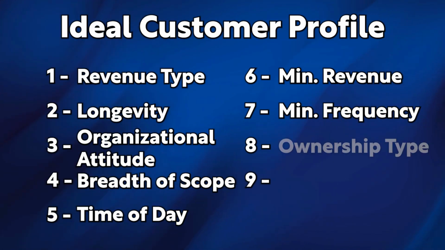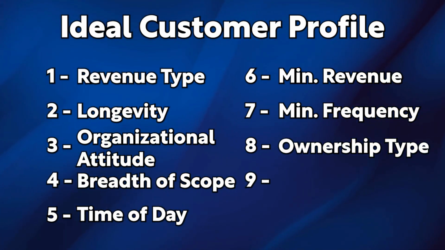The number 8 is ownership type. Why is this important? This directly affects how fast you can win contracts. It affects the longevity piece, because a larger organization might rebid more often. It affects so many different things, the customer experience along the way and how communication flows, what your team can expect when in the facility. It has a very big impact.